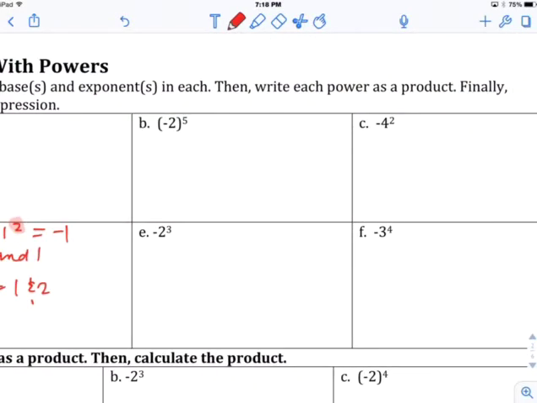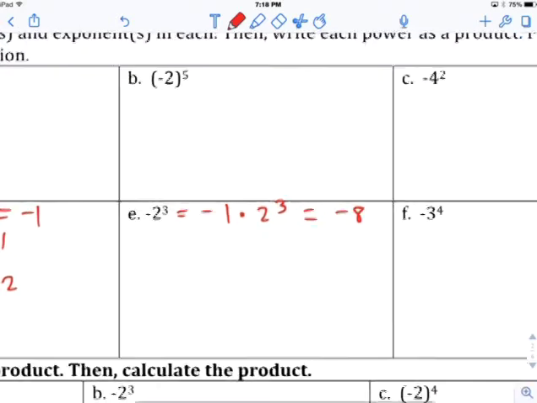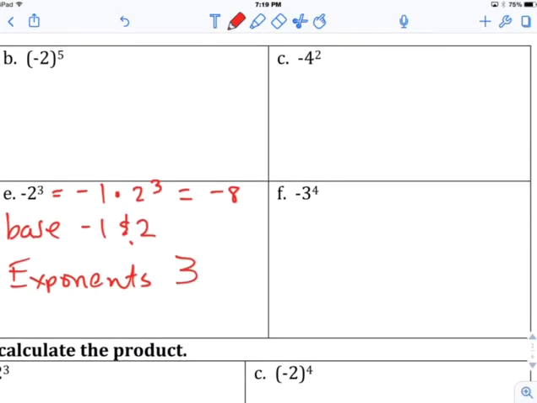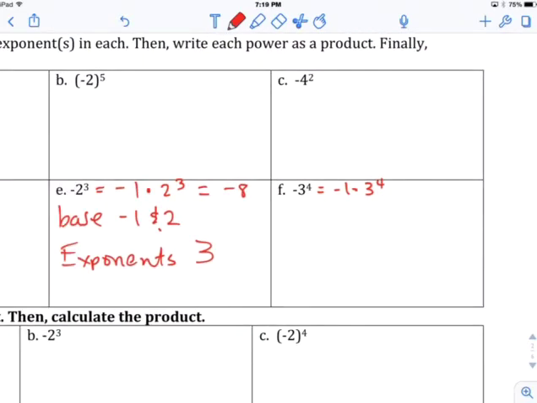Okay. These, I just want you to understand that this is negative 1 times 2 to the third. That gives you negative 8. Base is negative 1 and 2. Exponents. Okay. This is negative 1 times 3 to the 4th. Base is negative 1 and 3. Exponent is, oh, this is 3 and 1. This here has an exponent of 1. Okay?